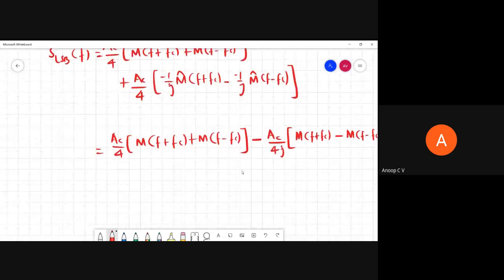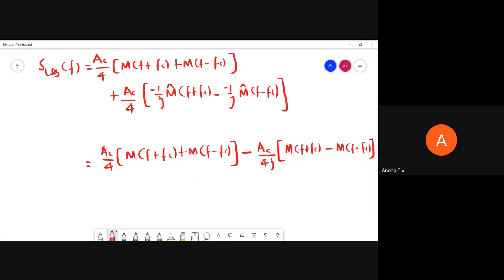Now if I need to get the time domain expression, if I need S_LSB of t, I should take the inverse Fourier transform of S_LSB of f. But you remember what half of m of f plus fc plus m of f minus fc is? What was the Fourier transform of m of t cos 2 pi fct? You remember that?